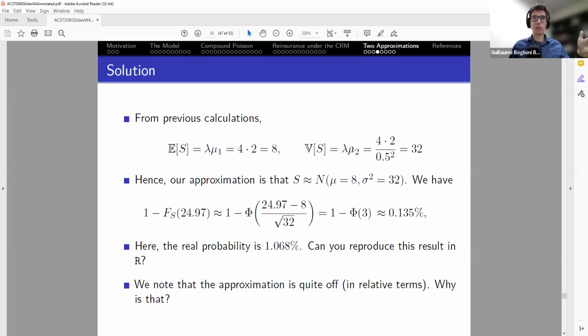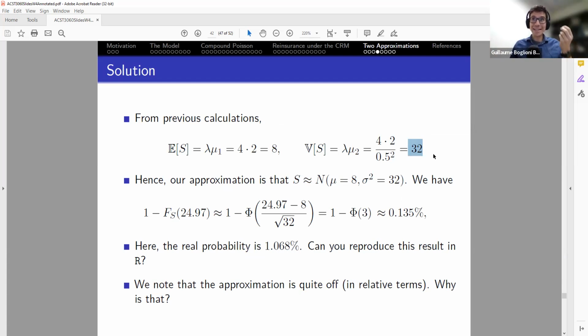And same thing for the variance. We know it's lambda times the second moment of X. So here it's 4 times the second moment of an exponential, which is 2 divided by the parameter squared. So in this specific case, we have a mean of 8 and a variance of 32. Now, the approximation simply says, assume S is normal. And of course, it would be a normal with exactly the expectation and the variance we have here, because those are the real expectations of S.